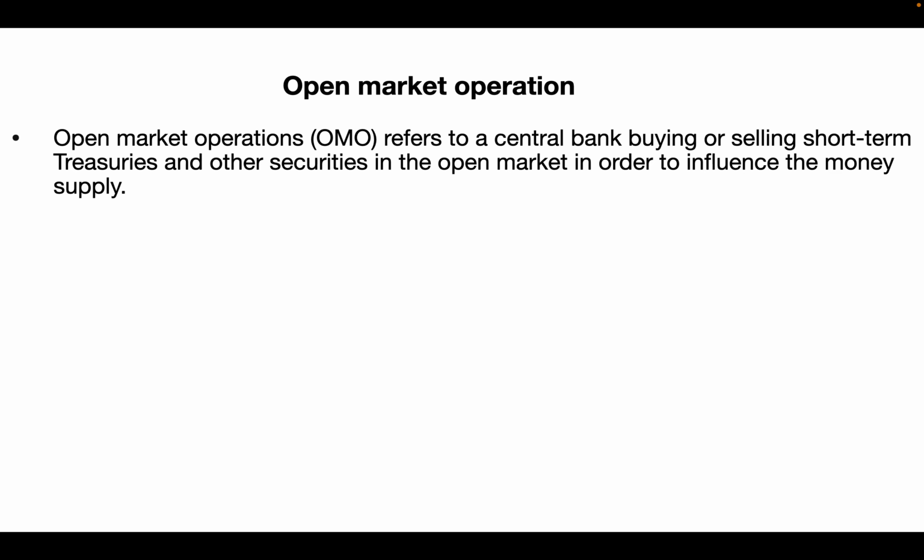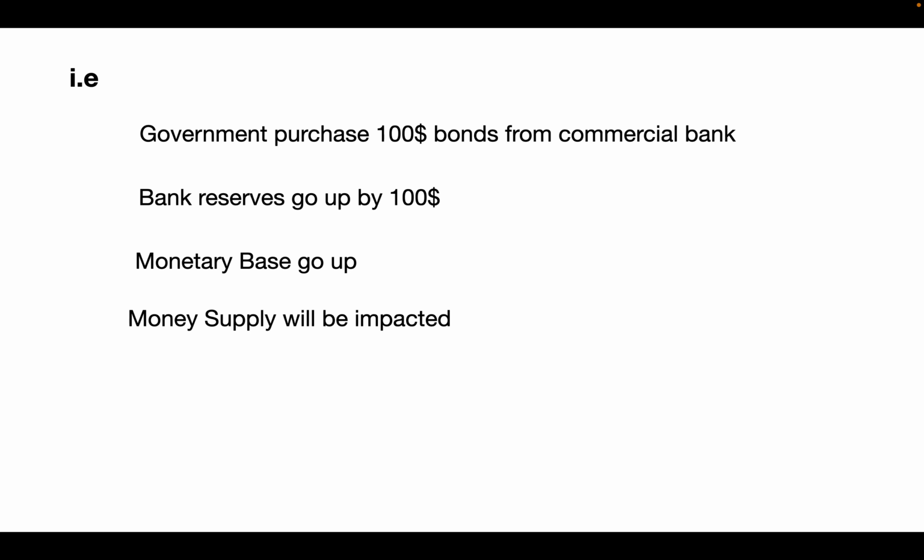Next, we'll be talking about open market operations. Basically, open market operations refer to a central bank's buying or selling of short-term treasuries and other securities in the open market in order to influence the money supply. Here's an example. Suppose that the central bank purchases $100 of bonds from commercial banks such as TD Bank. You can pause the video for a second and think about what is going to happen.